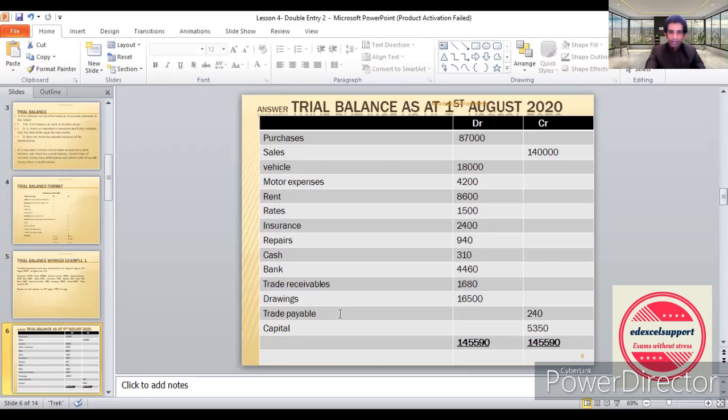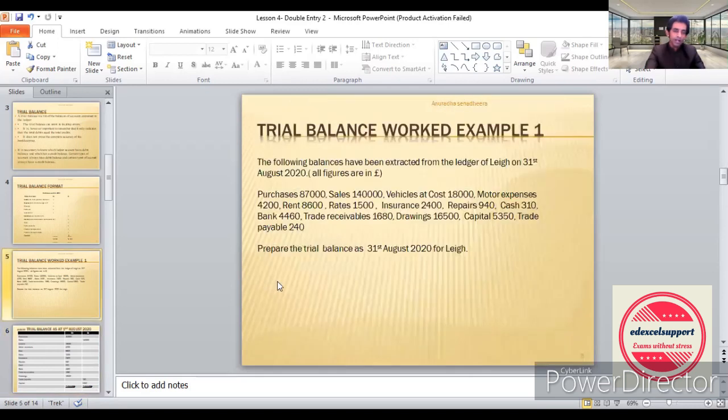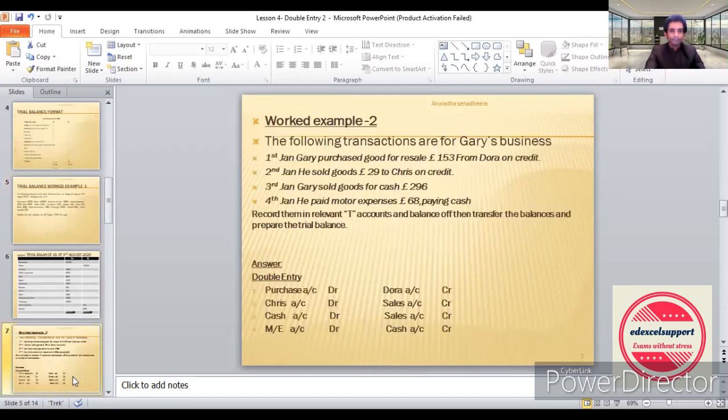So students, please do the same sum. Don't look at the answer. Take the question and try to do it by yourself. Okay. We move to the next slide again. This is work example 2. This question will try to teach you all the important stuff we have taught in the previous lesson. Here we will teach you how to write a double entry, then record them in T accounts, then balance them off, and then prepare a trial balance with these balances.